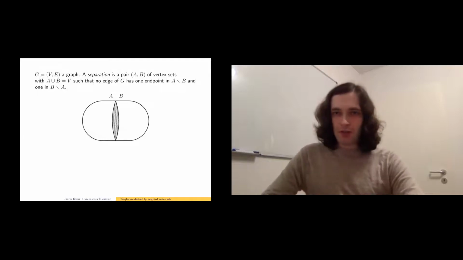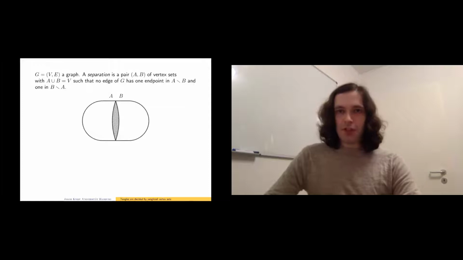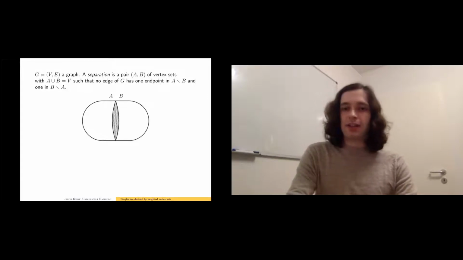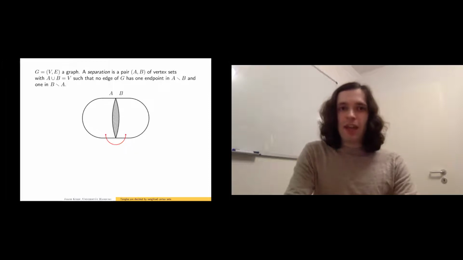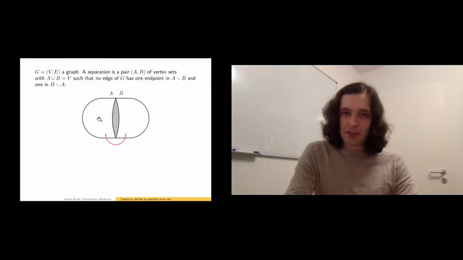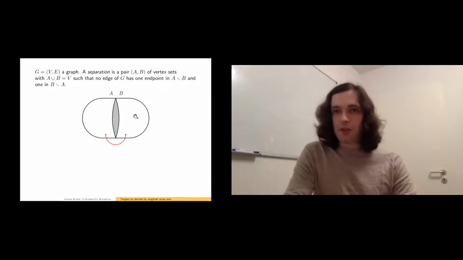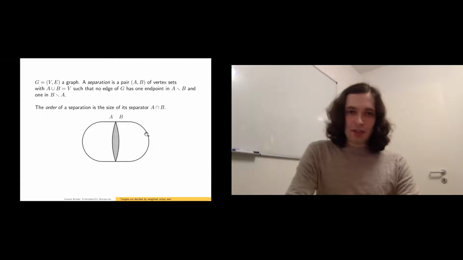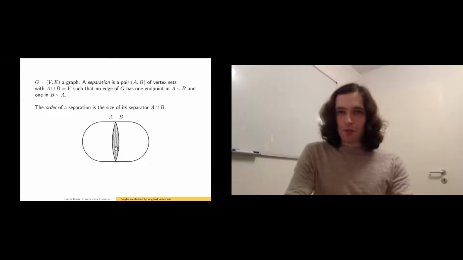A separation in a graph is a way to divide the vertices of the graph into two sets, which may and usually will overlap, in such a way that there's no edge between the sets except for the overlap. Formally, we ask that there's no edge of G that has an endpoint both in A without B and in B without A. So if you want to get from this side of the separation to that side, you have to go through the separator here. The size of the separator, the number of vertices in the intersection A cap B, is what we call the order of the separation.